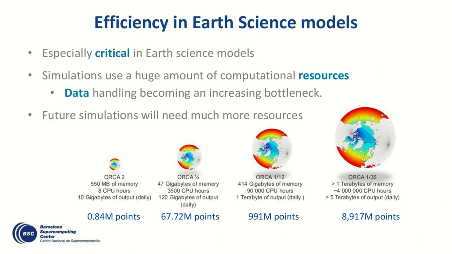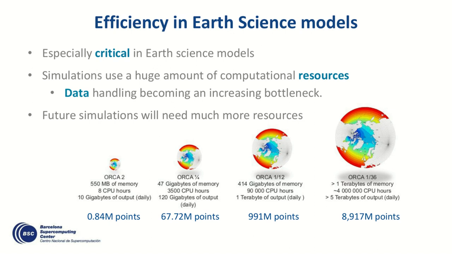So, some words about efficiency in earth science models. We know that increasing the resolution and running bigger configurations is very critical in earth science models. There is a need to increase the resolution to better represent the processes in the system, and also to resolve the processes that are being parameterized right now, for example. But the problem is that these models are very hungry in terms of memory, computational resources and I/O. So data handling is becoming an increasing bottleneck.